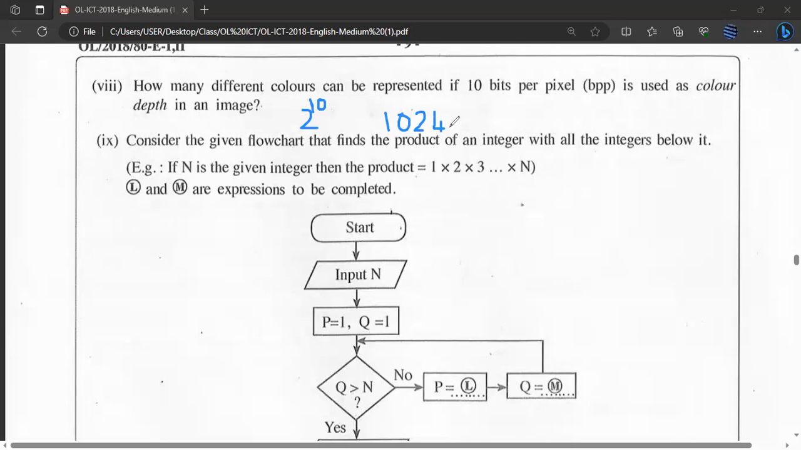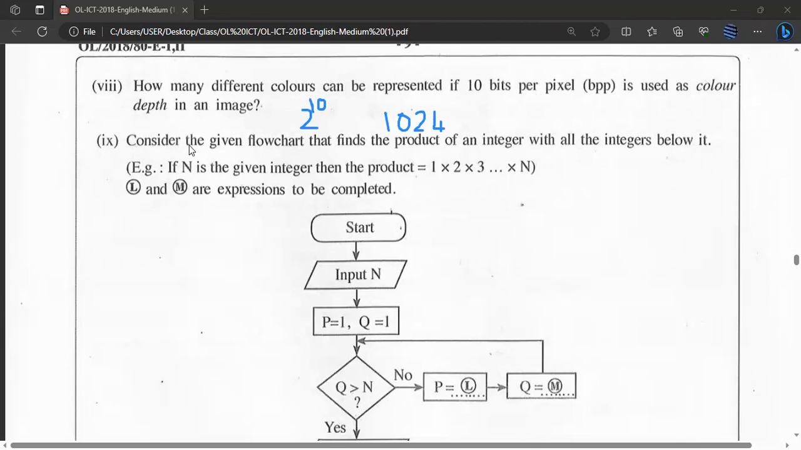So for an example, let me change the question like this. How many different colors can be represented if 2 bits per pixel is used as a color depth in an image? Then 2 bits used means 2 to the power 2, then 4, right? So if 3 bits per pixel is used, then 2 to the power 3, 8. Okay, like that.